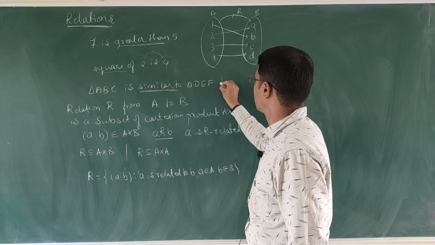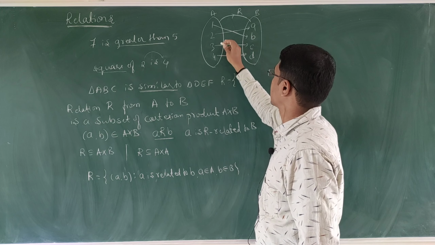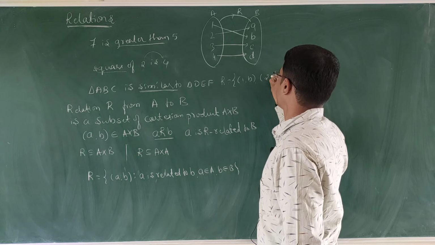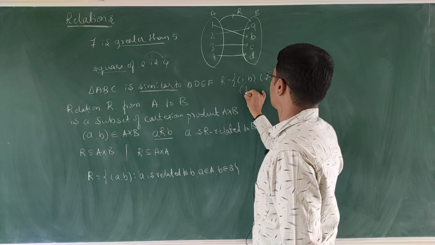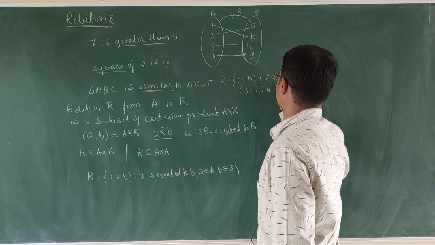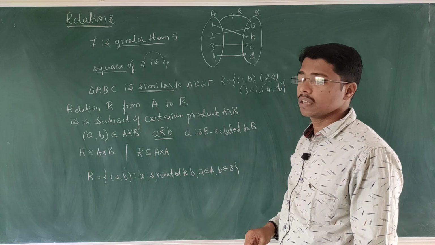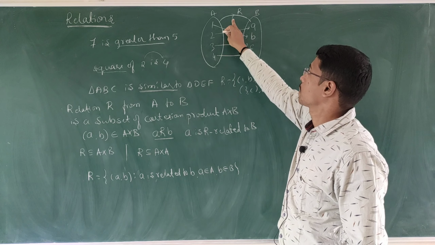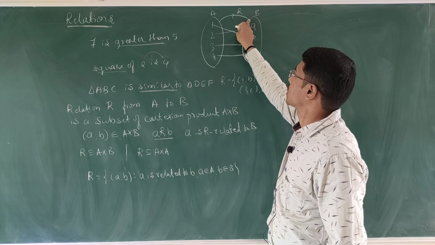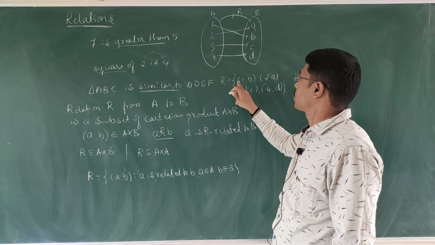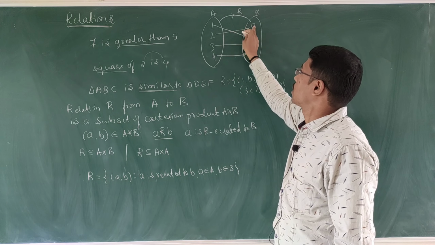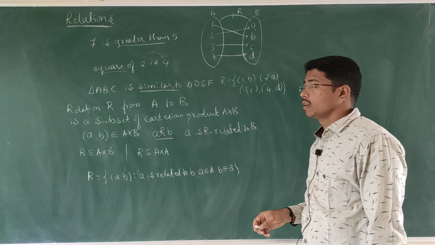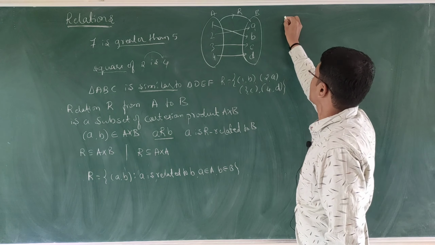Now I will write that relation: (1, b), (2, a), (3, c) and (4, d). Relations are usually denoted by arrow diagrams, where set A, set B and the arrows connect the relation between A and B. Now let us write the domain and range of the relation.